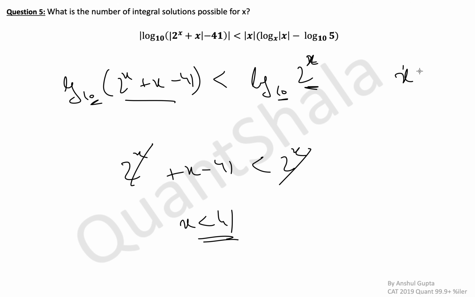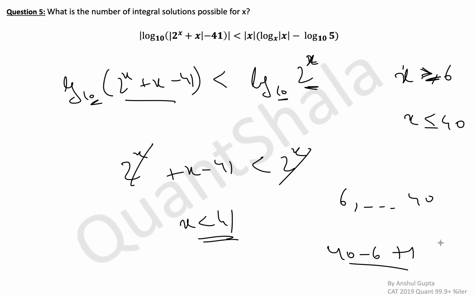What else did we have? We had x greater than or equal to 6. Now we have x less than 41, which means x less than or equal to 40. So possible values of x are between 6 and 40, which is a total of 40 minus 6 plus 1 values, 35 values. So the answer for this one is 35.